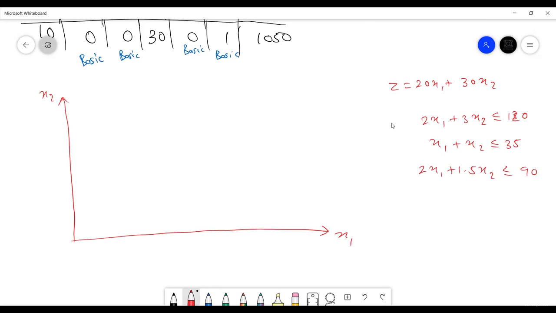So one is like this. This is x1 plus x2. I'll name them A, B, and C. So this is B, 35 and 35. The next one is something like this, so this is 60 and this is 48. This is curve C and curve B, and curve A.